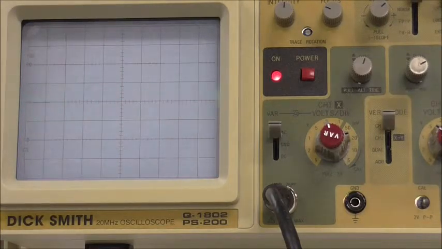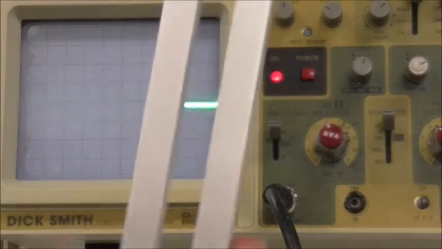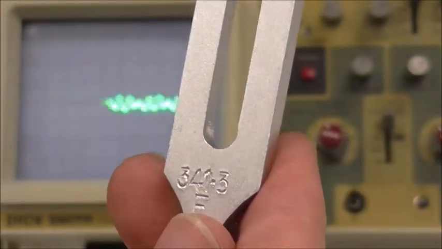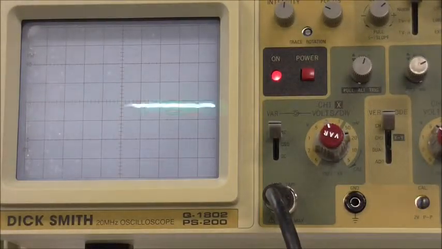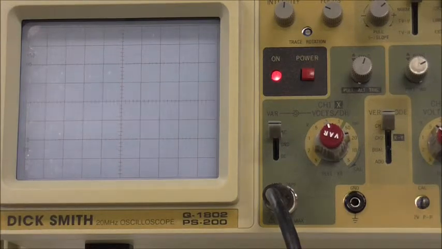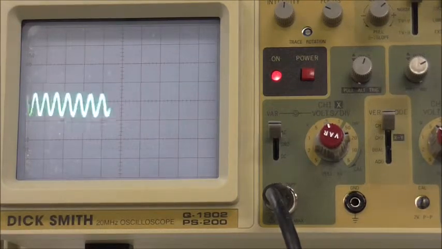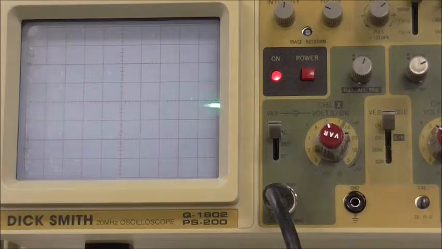Now, just for comparison, let's look at another tuning fork. So this one here is, what does it say on it? 341 to 343 hertz. So that means it's got a lower frequency. Let's have a look and see what that one looks like. So you notice again there's a uniformity to the wave in terms of the appearance of the wave, but you'll notice that the wavelength is a little bit longer.